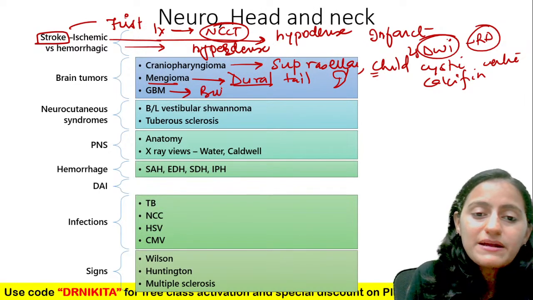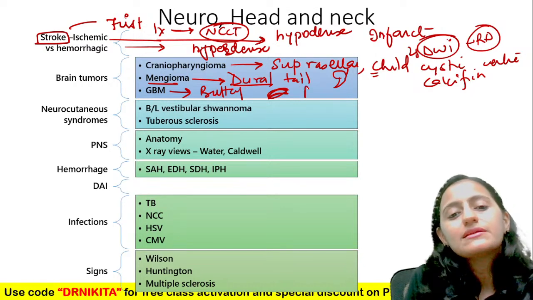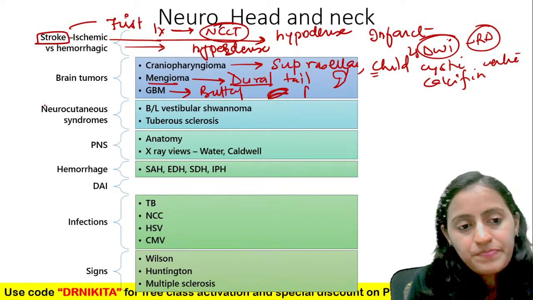GBM is also called the butterfly glioma. So remember, it crosses the midline, right? It crosses the midline and it involves the corpus callosum.